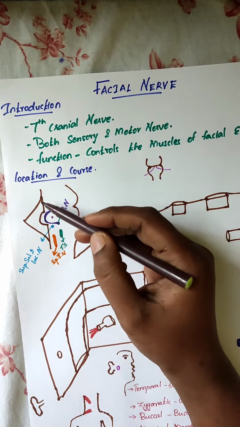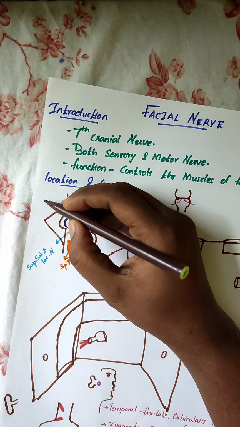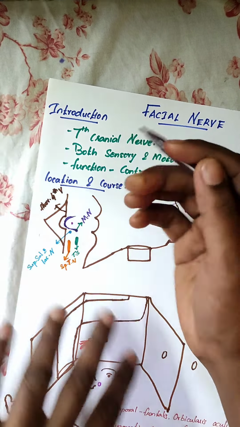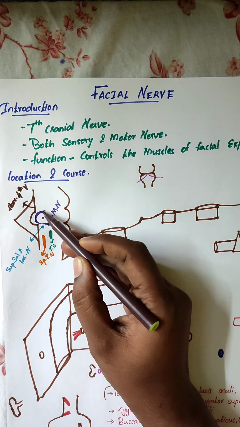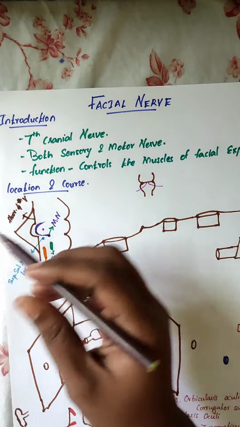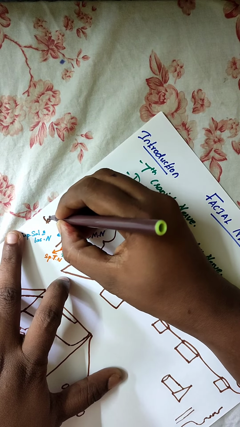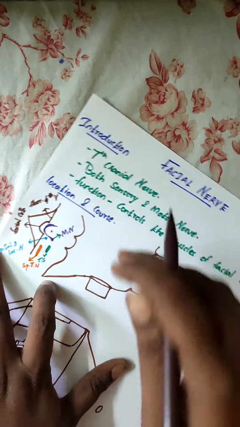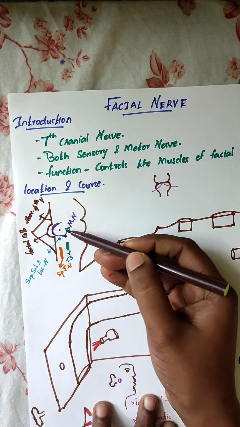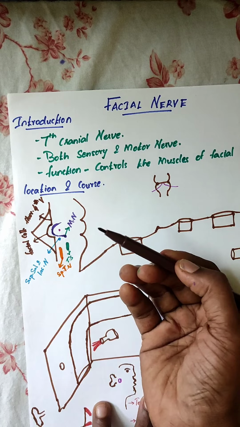So this is the floor of the fourth ventricle. While winding around the abducens nerve nucleus, it forms an elevation in the floor of the fourth ventricle, and this elevation is known as the facial colliculus.